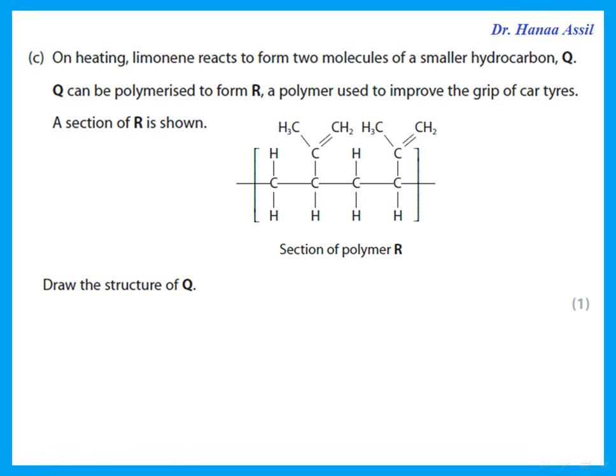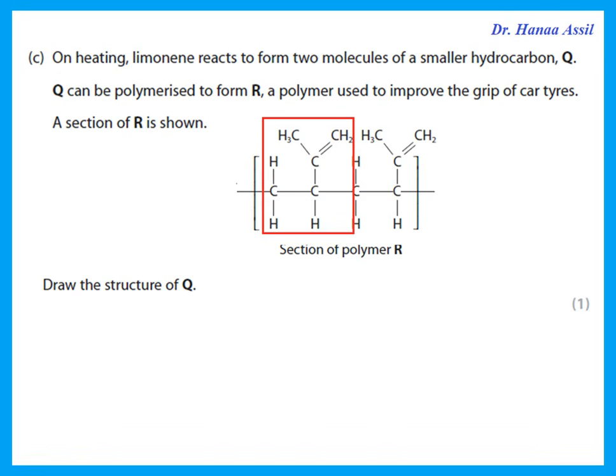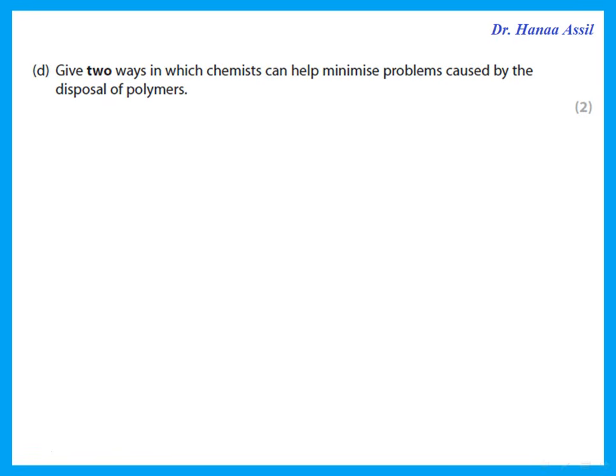A section of R is shown. So, this is the polymer. R is the polymer. And basically, he's telling you draw the structure of Q. So, he's telling you draw the structure of the monomer. Now, if we have an addition polymer like this, how do we draw the monomer? We look at the repeat unit. This is the repeat unit. Okay, remove the bonds on the ends of the two carbons and put a double bond in the middle. So this is the repeat unit of that polymer.